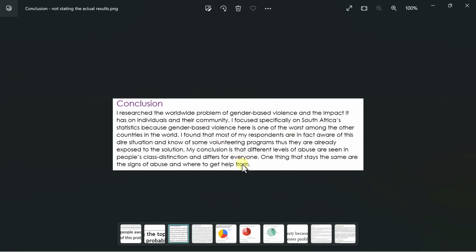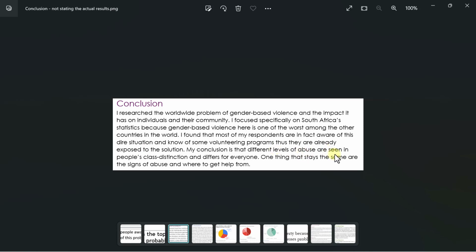Here's another example. The length is okay. It's maybe a little bit short, but you'll see they also talk a lot about phase two findings, more than phase one. But the big thing here is they don't actually state any actual results. They just say they focused on South African statistics for gender violence. It's some of the worst among the world. Don't say anything about actually how much it is. Most people are aware of it.